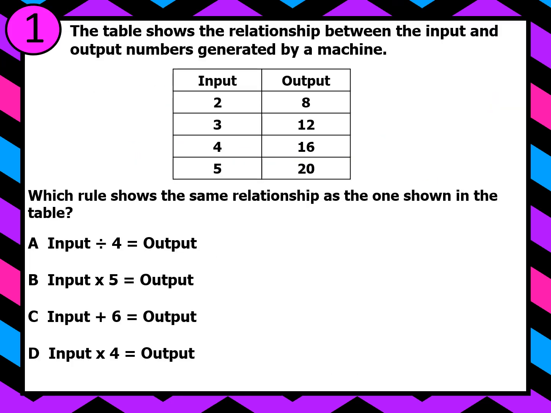Number 1. The table shows the relationship between the input and output numbers generated by a machine. Input, output, 2, 8, 3, 12, 4, 16, 5, 20. Which rule shows the same relationship as the one shown in the table? You have 30 seconds to answer this question first, and then we will review together. Go!